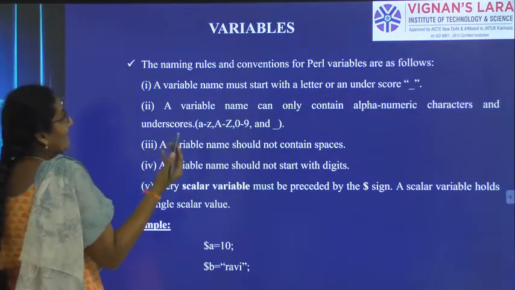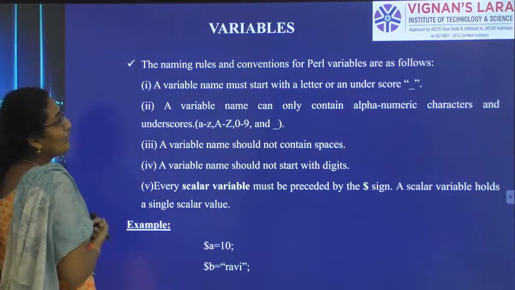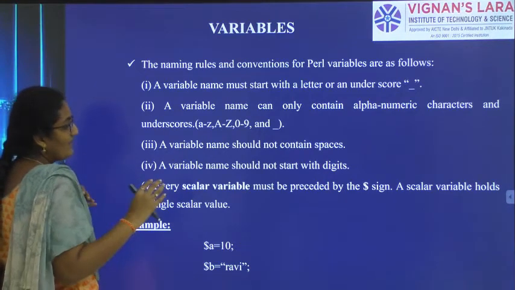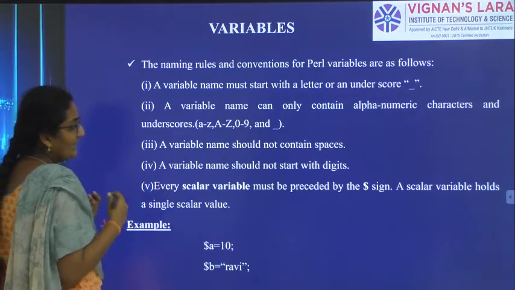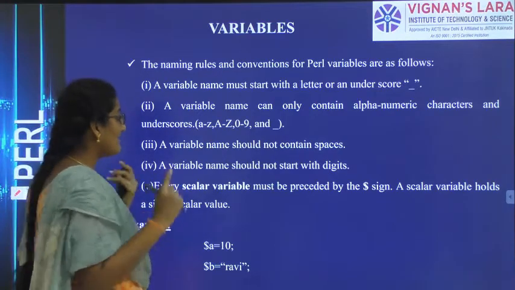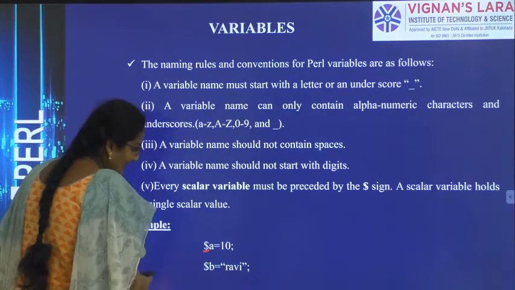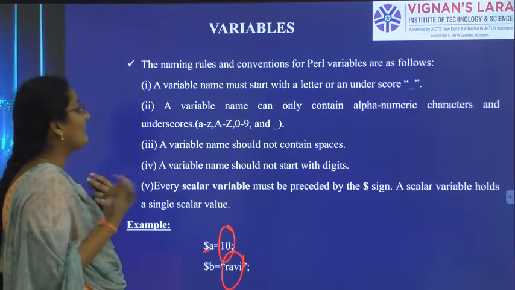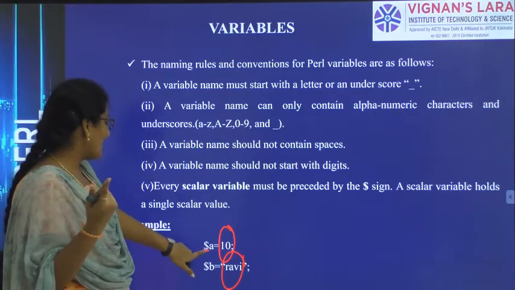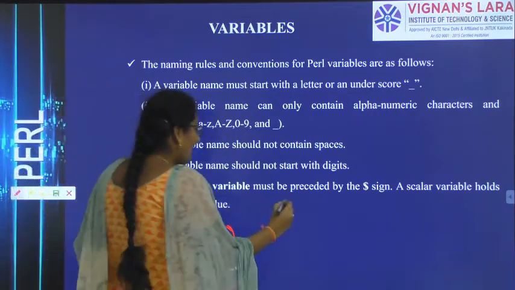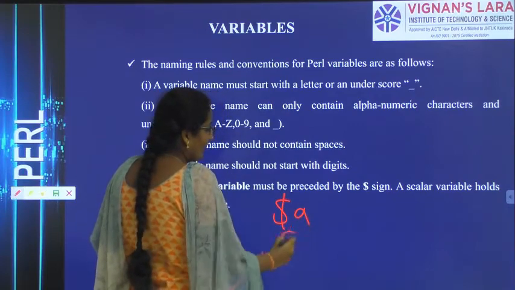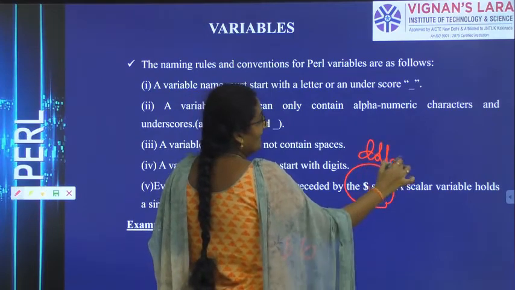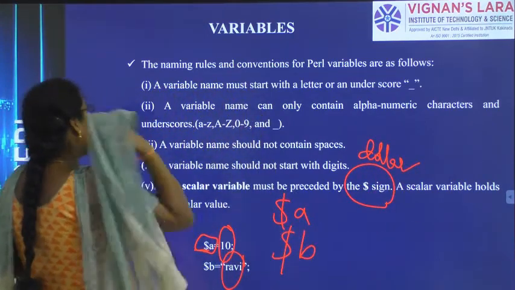So we have some rules if we want to create variables. Variable name must start with a letter or underscore. We should not have spaces. Then we have 3 types of variables. First one is scalar variable. A scalar variable starts with the dollar symbol and can hold only one value. $A is a scalar variable. $B is also a scalar variable. The dollar sign is used for indicating scalar variables.